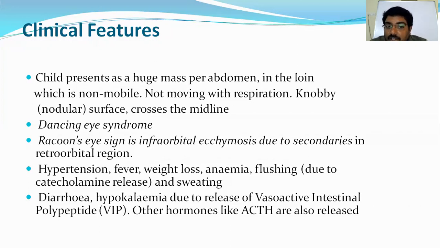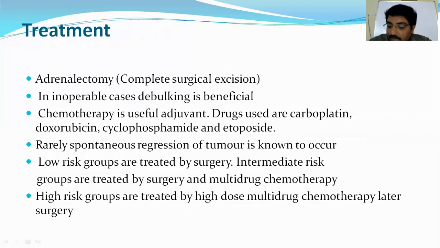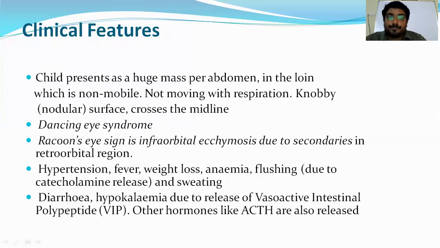The child presents with a huge mass per abdomen in the loin, which is non-mobile and not moving with respiration, with a nodular surface. And dancing eye syndrome, raccoon eye syndrome, and hypertension, fever, weight loss, anemia, and flushing and sweating are common. Diarrhea and hypokalemia due to the release of vasoactive intestinal polypeptide and other hormones like ACTH. These are the clinical features.